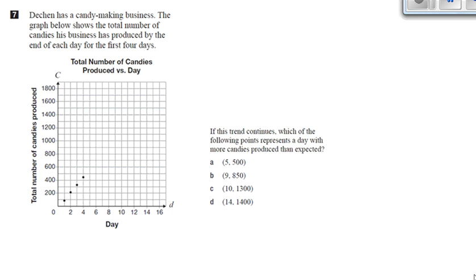It says Deacon has a candy making business. The graph below shows the total number of candies his business has produced by the end of each day for the first 4 days. If this trend continues, which of the following points represents a day with more candies produced than expected? Well, I want you to really focus here on some vocabulary. The word trend and the word expected.